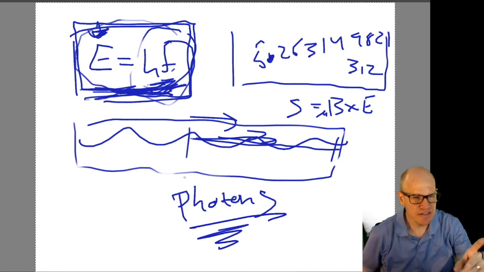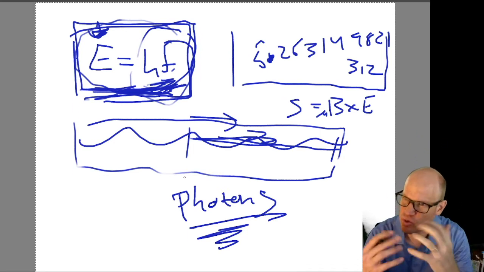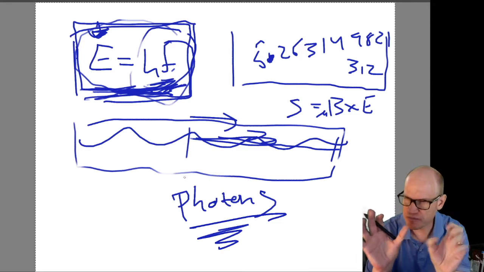So now we have quantum mechanics. We can now quantize the electromagnetic field. It is broken up into little pieces.